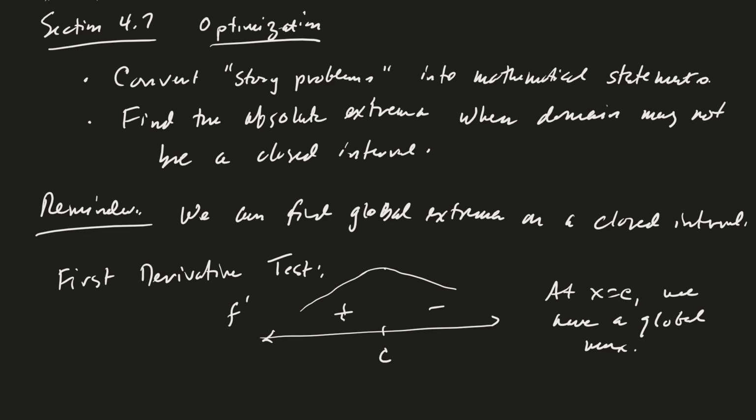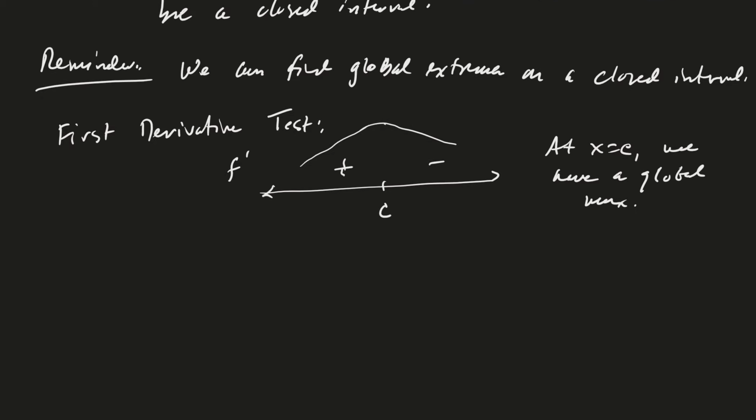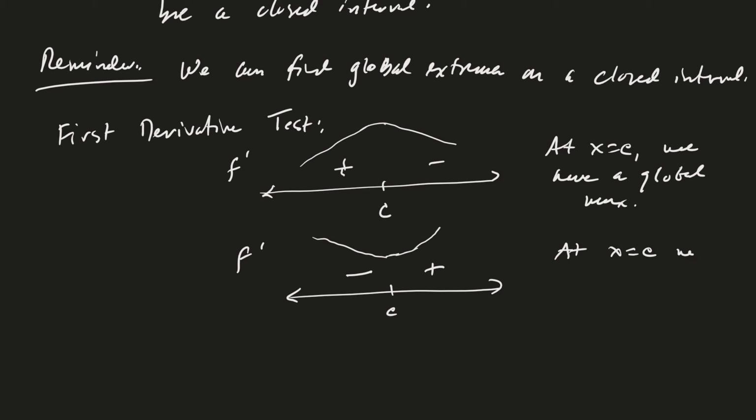Good, similarly, you can go in the reverse, right? So this is my number line, and I'm imagining that at point C, I go from something like minus to plus. Then what can I say? Well, this is always decreasing, then this is always increasing. So therefore, at x equals c, we have a global min.